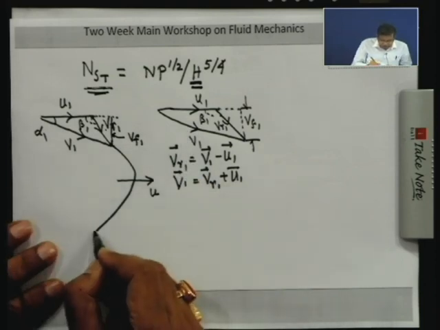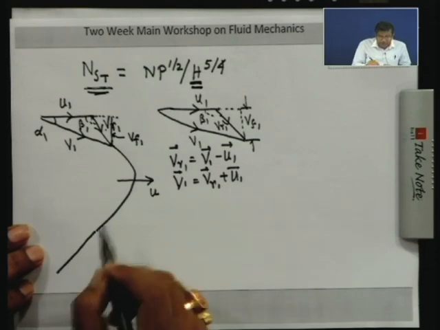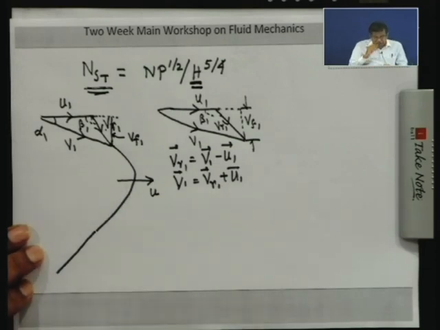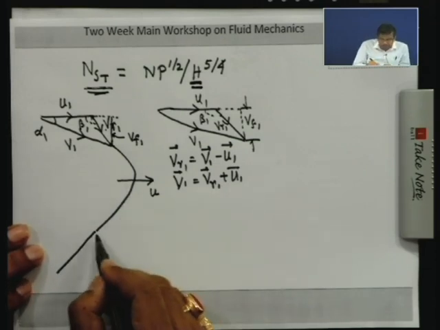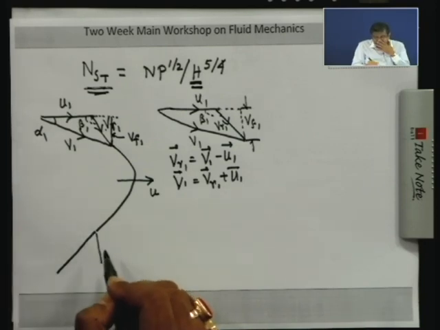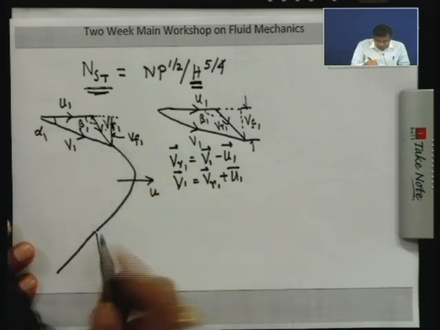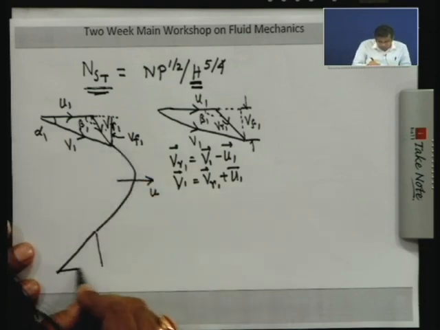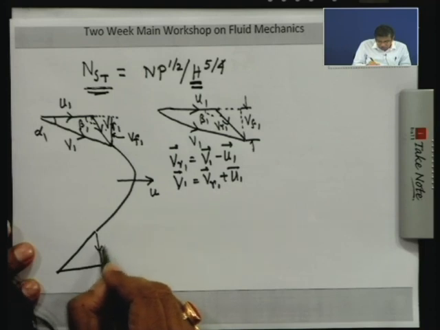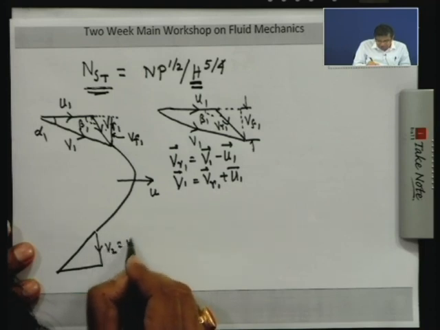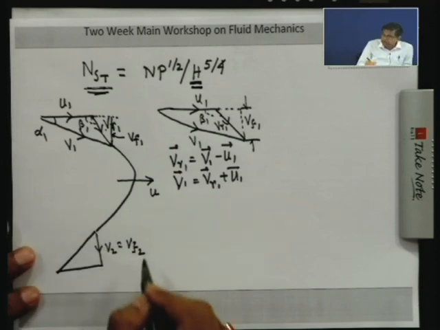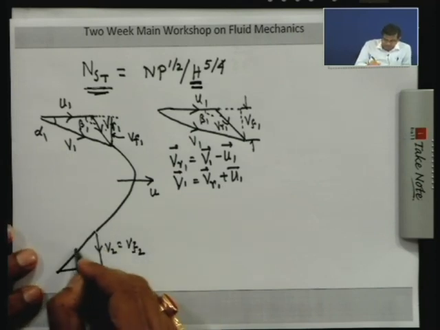Now, at the outlet, if I draw the triangle, the outlet triangle is like that. Now, in a Francis runner, what is done? The outlet velocity is made radial. That means there is no tangential component at the outlet. The runner is designed in such a way that the tangential component at the outlet becomes 0. So, therefore, this V2 is nothing but Vf2, the flow velocity at the outlet, because flow velocity is by definition the radial component of velocity.